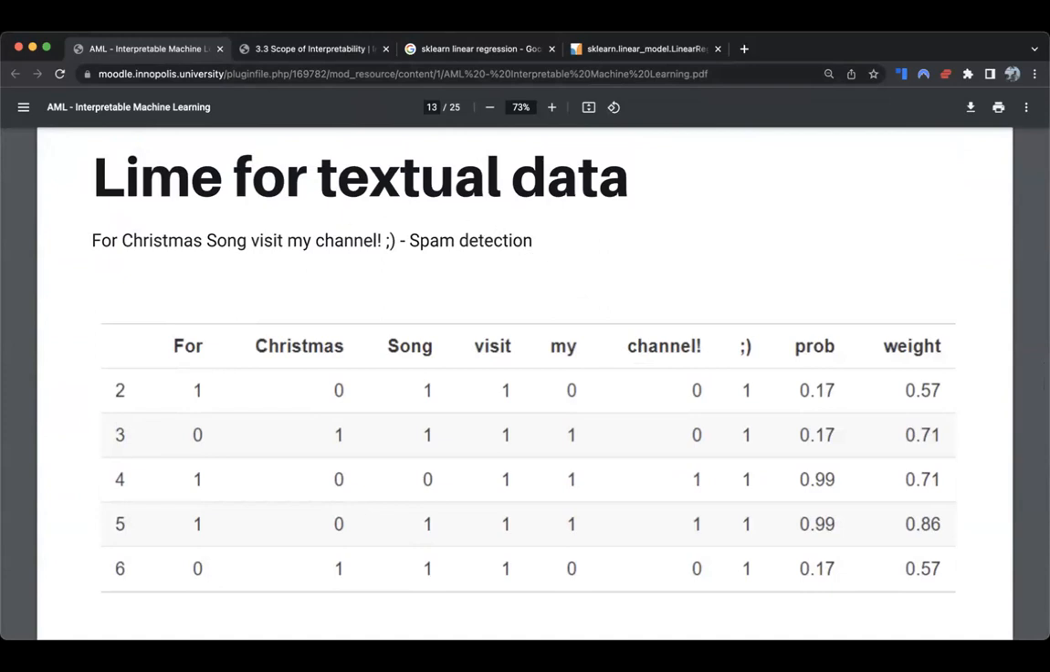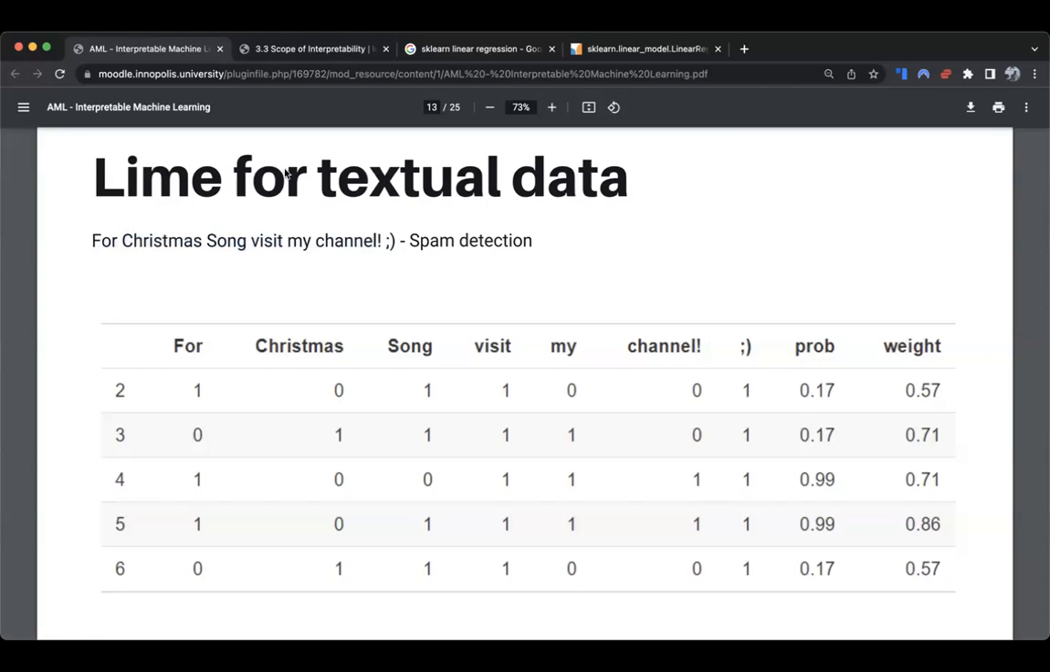So now let's go to LIME for text data sets, right? LIME for textual data is pretty similar, but instead of having a feature like age, which has values like 12, 13, 50 or something like that, now you have actual words. So the solution is pretty simple.